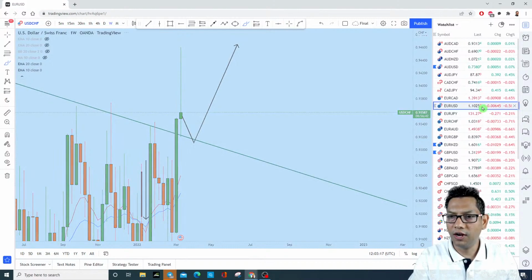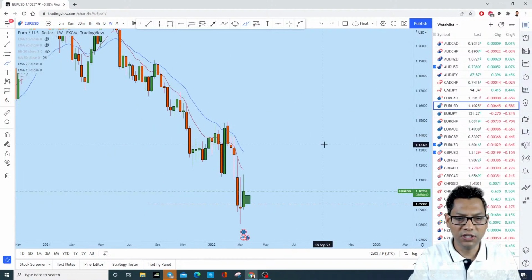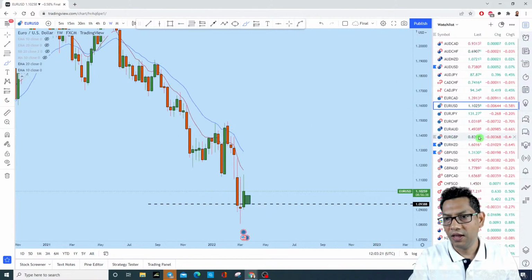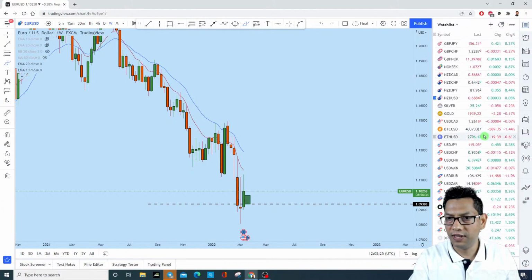Euro dollar, as I told you, you see this is still dropping, and we could see a significant drop today, and then we'll see what will happen next week.